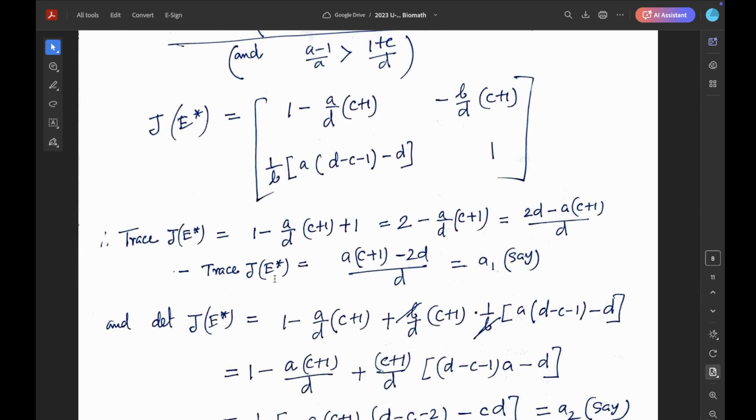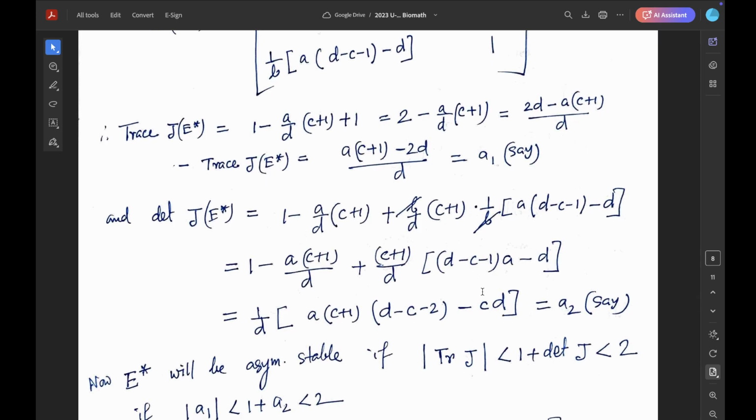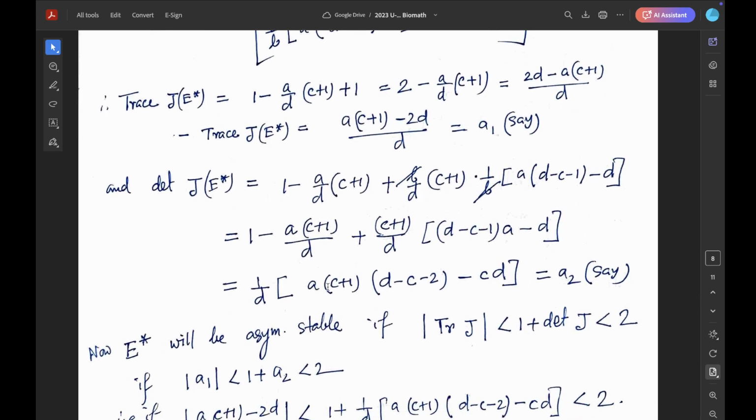and so minus trace of J star equal to this equal to A1 C, and the determinant of J at the point E star equal to this into this minus this into this. So after simplification, we get 1 by D bracket A bracket C plus 1 into bracket D minus C minus 2 minus C into D bracket close. This is equal to A2 C.